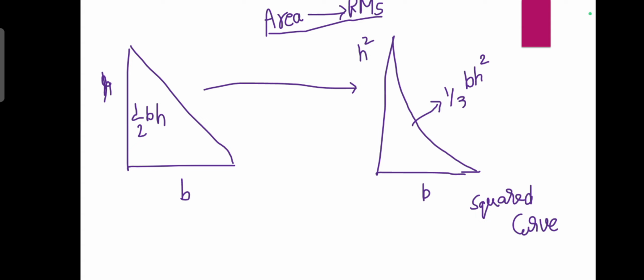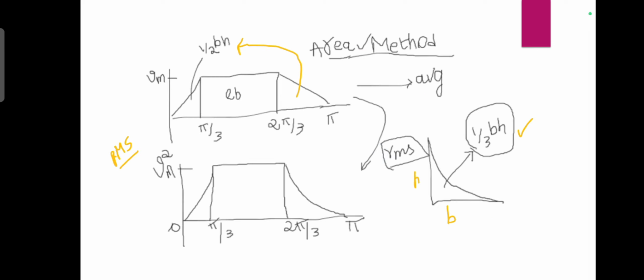For the squared curve, the height becomes h square and the base remains b only, and the area of this formed squared curve will be 1 by 3 bh square. Just remember this: the area of the squared curve of a triangle is 1 by 3 bh square. Now let us see a typical one.